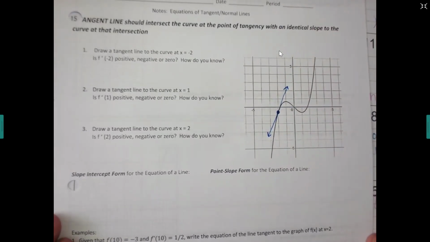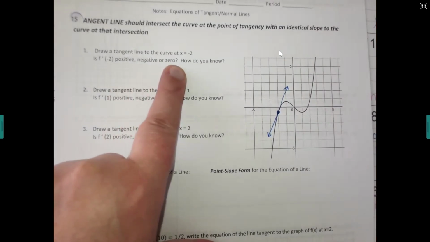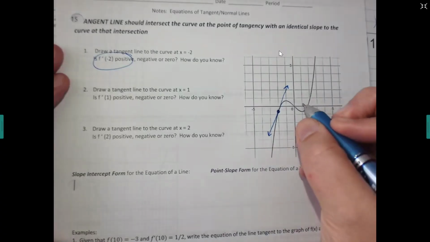Okay, then the question says, is f prime of -2 positive, negative, or 0? Well, look at the line you drew. Is it uphill, downhill, or flat? Okay, then that makes f prime positive. Okay, for my next one, I want to draw the tangent line in at 1. So find 1 on your graph. 1 would be about right here.